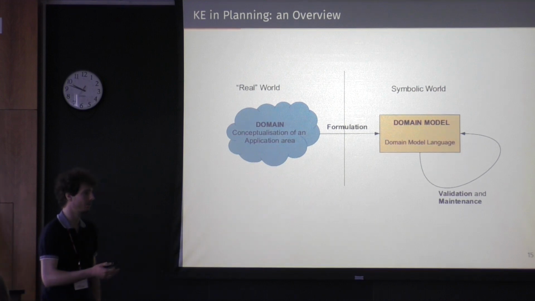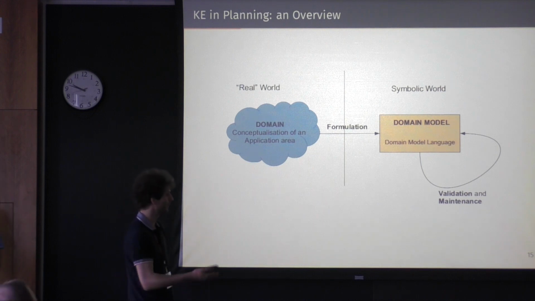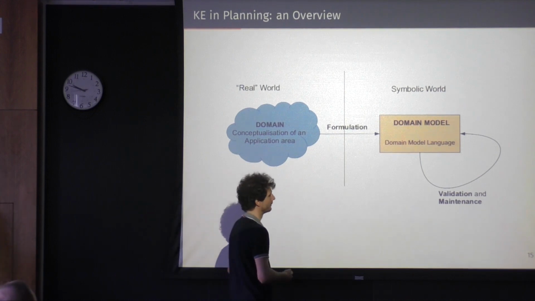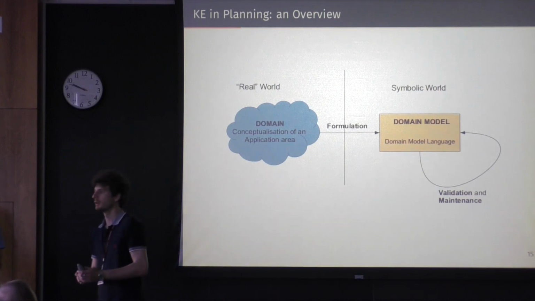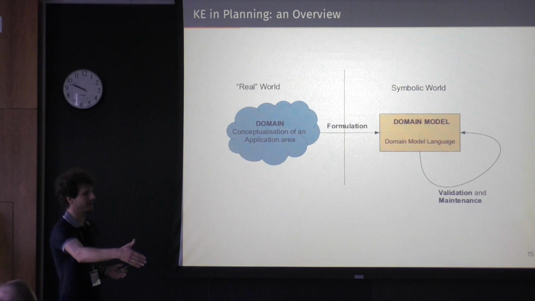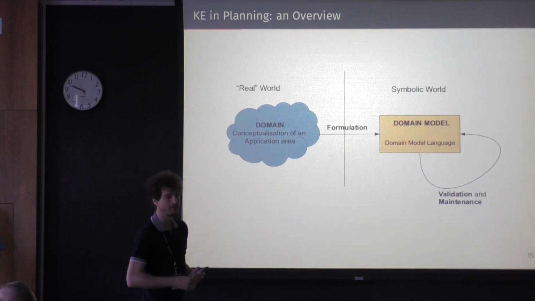And then you have maintenance, which is exactly as in software engineering. The requirements and the things that users want from your system may change over time. So what you need to do is to maintain your piece of knowledge under the form of a domain model, to make sure that it keeps complying, it keeps making sense with regards to the real world scenario.